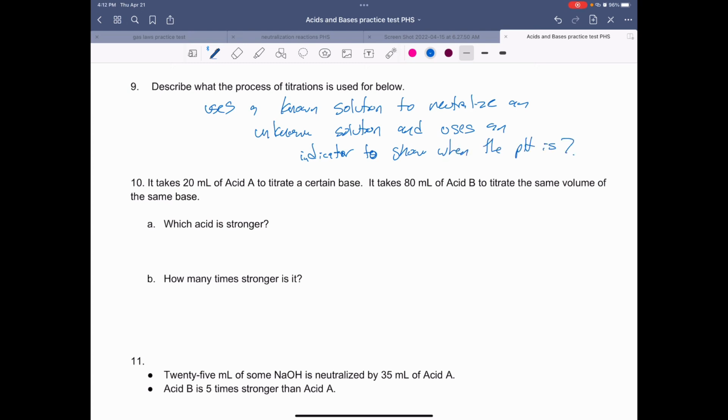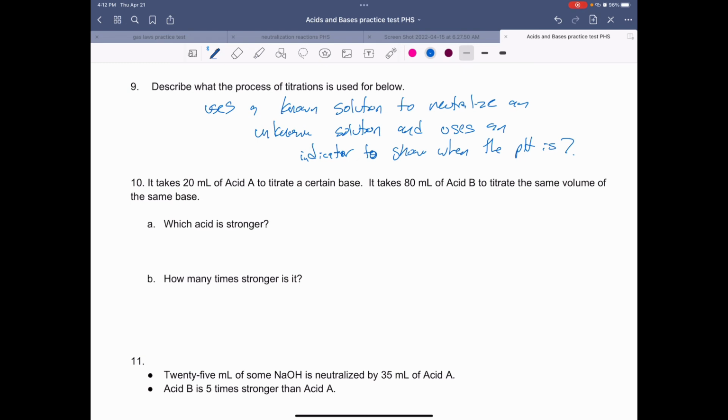Now that's not great writing. You know, I'm about to say I'm not an English major. I am actually. I have an English degree, but I'm just doing this off the top of my head. It's when you use a known solution to neutralize an unknown solution, but you have to use an indicator to show when you have successfully neutralized it and turned the pH to 7, right? That's when the indicator changes color.